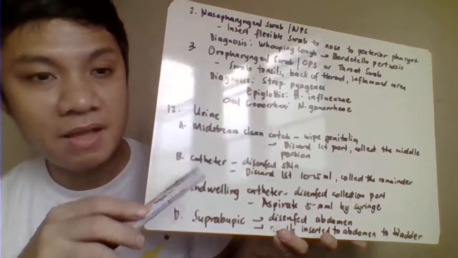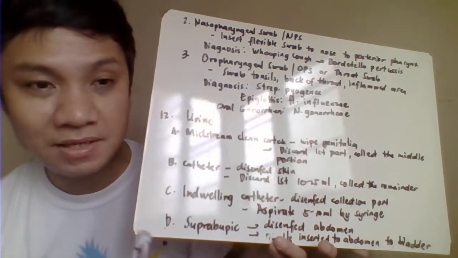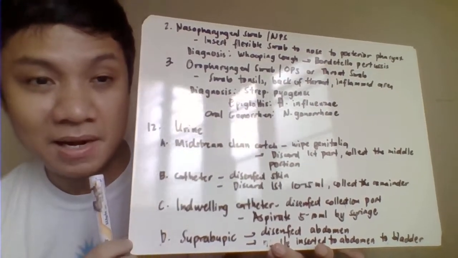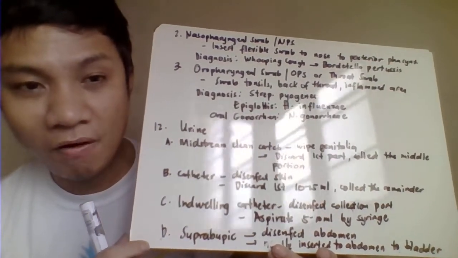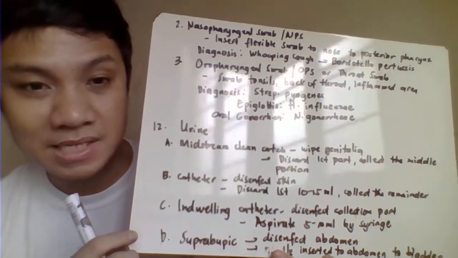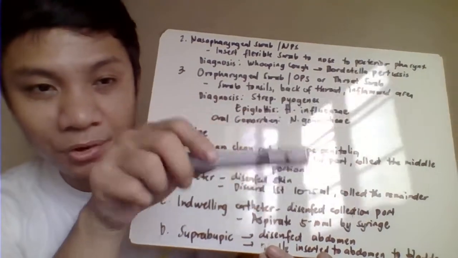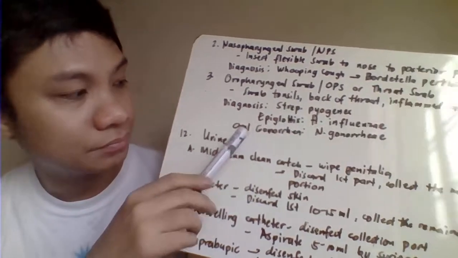Pag nakita mo na inflamed, di ba? Inflamed is nagre-red naman siya, di ba? Na namamaga ang kanyang lalamunan. So, that's what you're going to collect. But for the COVID, we are not touching the tonsils. Doon tayo dapat sa back of the throat mag-swab.